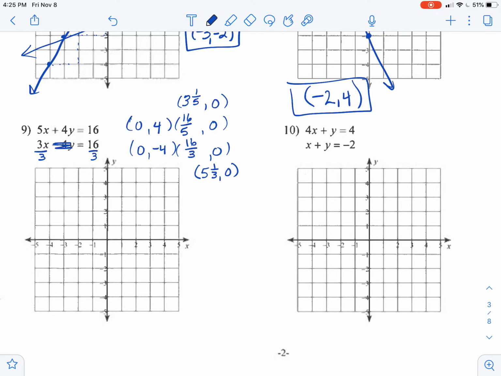So to graph, I'm going to have 0, 4 on my first one. Okay, that's that. I'm going to have 3 and 1/5, so 1/5 would just be barely over the 3. Okay, and again, there's my line. I'm going to go 0, -4, and then 5 and 1/3, so again, just a little bit over 5. Okay. And so I can see this is going to hit at 4, -1.